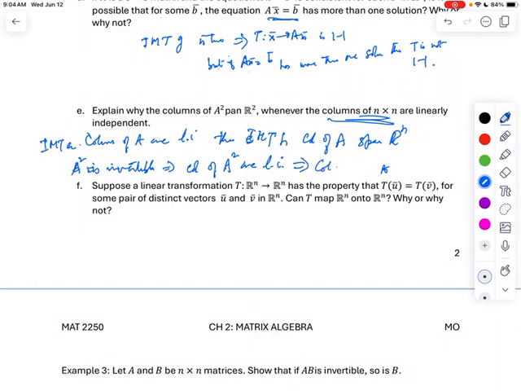Last part of this example, suppose a linear transformation T from Rn to Rn has the property that T of U is equal to T of V for some pair of distinct vectors U and V in Rn. Can T map Rn onto Rn? Why or why not? So the answer is no. You cannot have an onto map, and the reason is because T of U is equal to T of V when U is not equal to V.